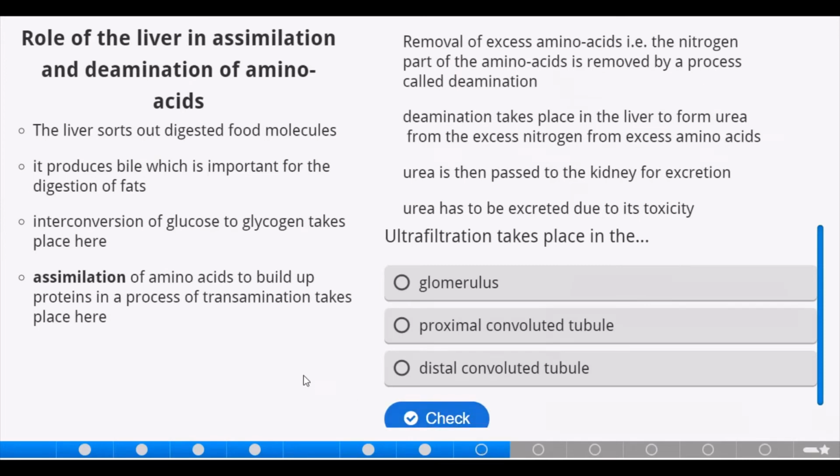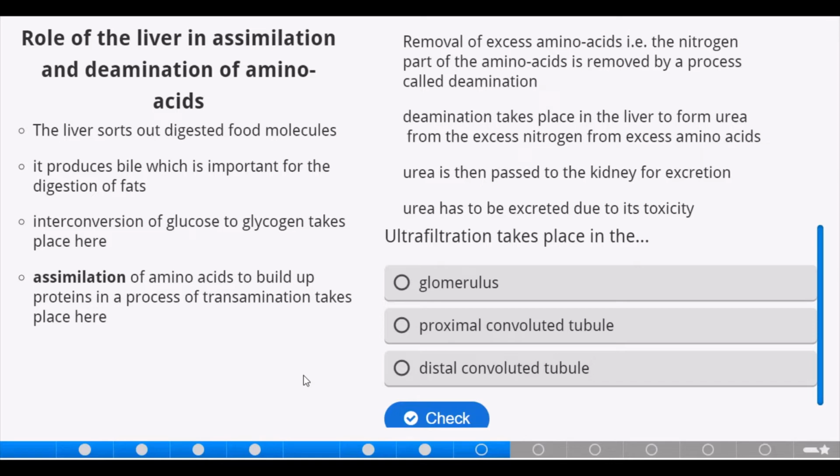The role of the liver in assimilation and deamination of amino acids. The liver sorts out digested food molecules. It also produces bile, which is important for the digestion of fats. Aside from this, interconversion of glucose to glycogen takes place in the liver. Assimilation of amino acids to build up proteins in the process of transamination takes place in the liver.